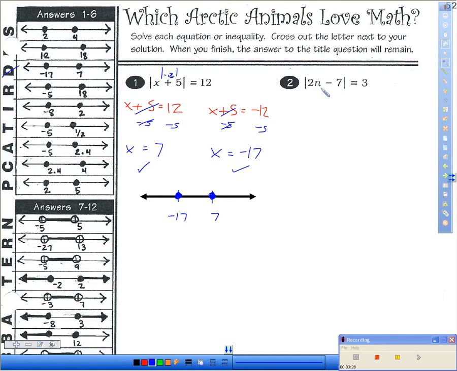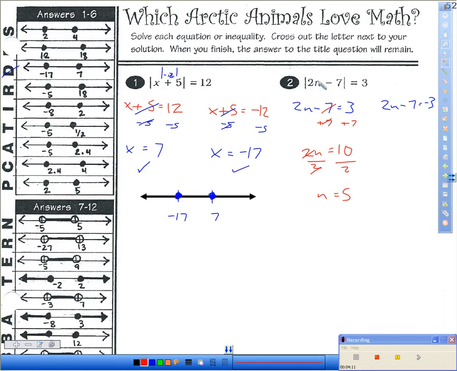Well, for number 2, we need to do the same thing. It tells us that the absolute value of 2n minus 7 is equal to 3. That means that this expression really can equal 3, or it can equal negative 3. So we'll set up 2 equations on number 2 also. 2n minus 7 can equal 3, or we just said that 2n minus 7 can equal negative 3. So when we solve for n, on the left-hand equation, we'll add 7 to the left, add 7 to the right. The 7's cancel, and we end up with 2n equals 10. And then we'll divide the left by 2 and divide the right by 2. And when we've done that, we get n equals 5. Well, let's check to make sure that makes sense.